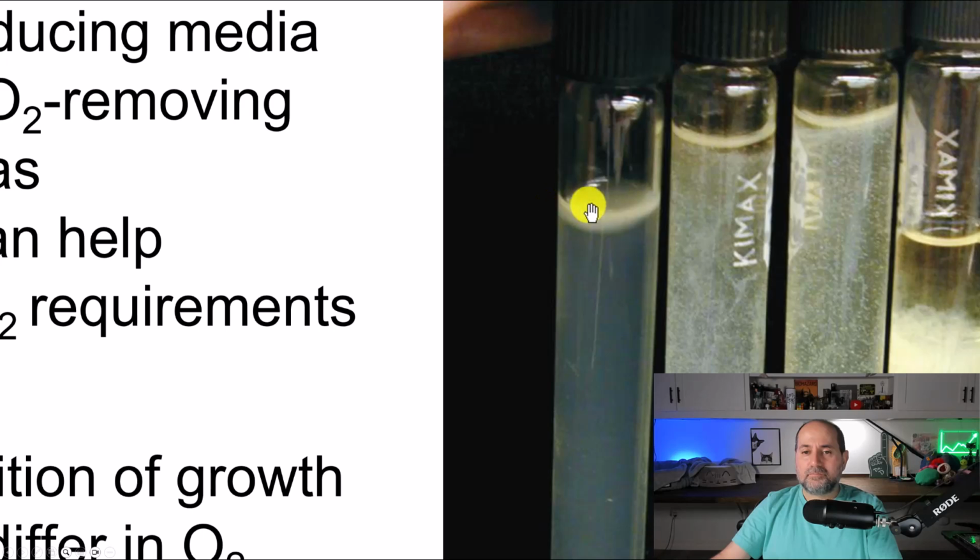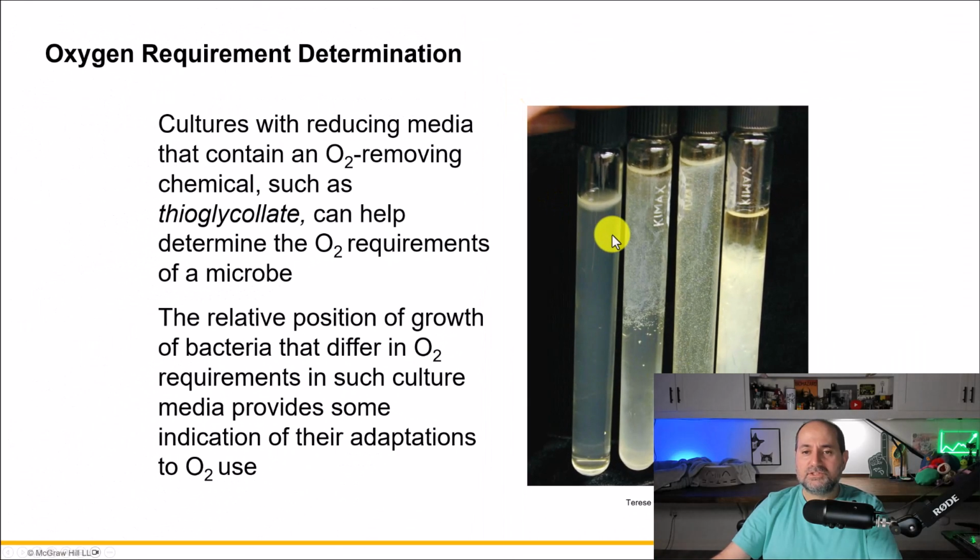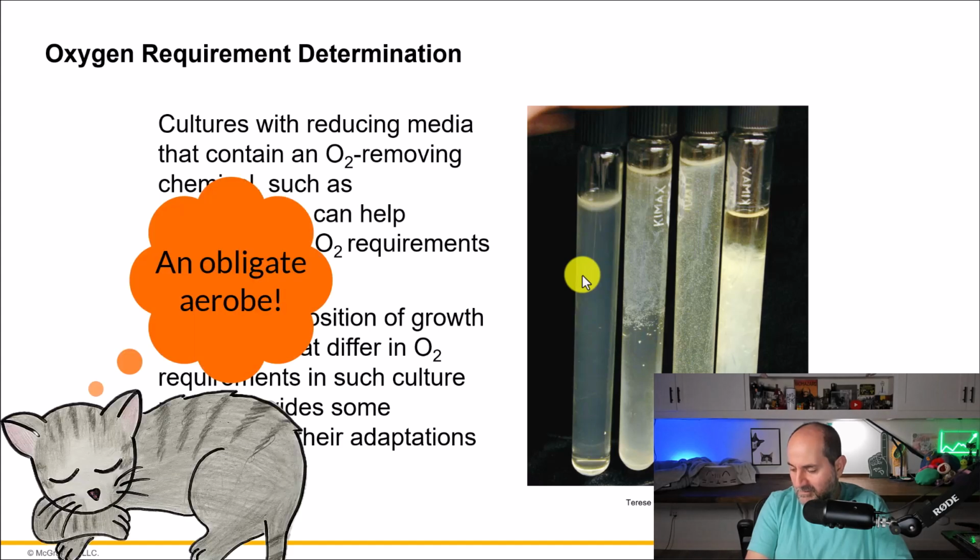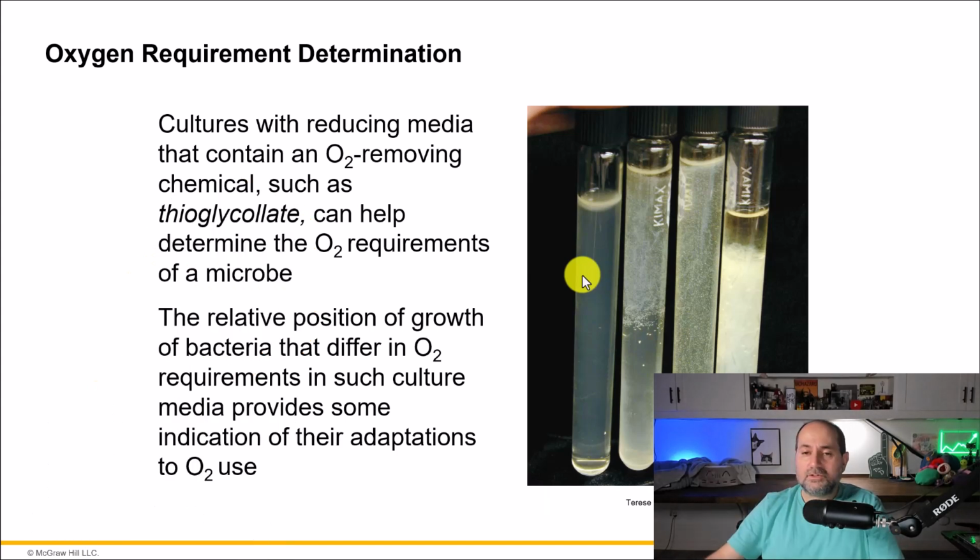So for instance, look at this. In tube 1, the bacteria only grew at the very surface. So what would you call that? Can you beat Wicket? What kind of oxygen requirement is that? That's right, Wicket. An obligate aerobe. Remember, obligate aerobes must grow in the presence of oxygen. So an obligate aerobe would only grow at the surface of a thioglycolate tube.